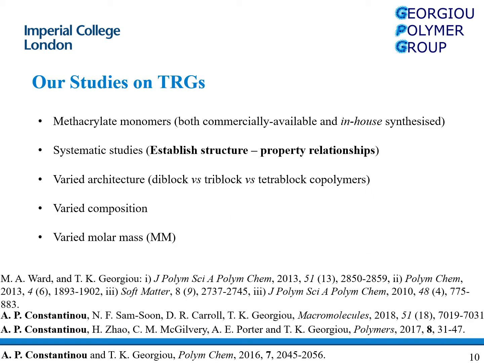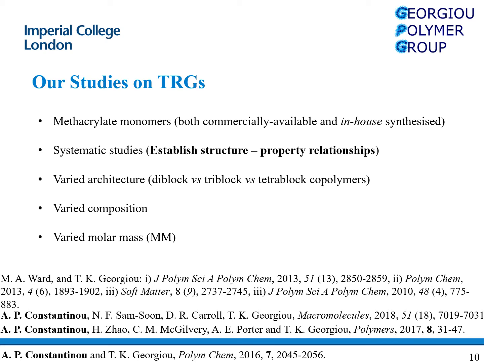For the polymer synthesis, I used methacrylate monomers, either commercially available or monomers that we synthesized in the lab, and we carried out systematic studies. So I changed the structure and I wanted to see how this would affect the property. For example, if I wanted to investigate the effect of architecture, then all the other parameters were kept constant.